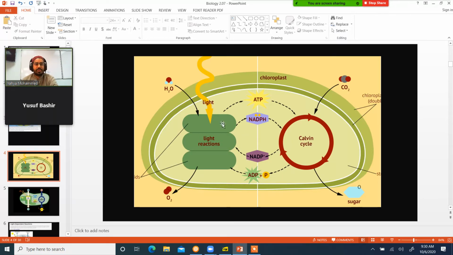Right. So remember, in the first part, we're creating a little bit of ATP and a little bit of NADPH. These are like energy molecules, right? They're important because they need to go and help in the second part, the Calvin cycle, right? So first part requires light. Second part does not require light.